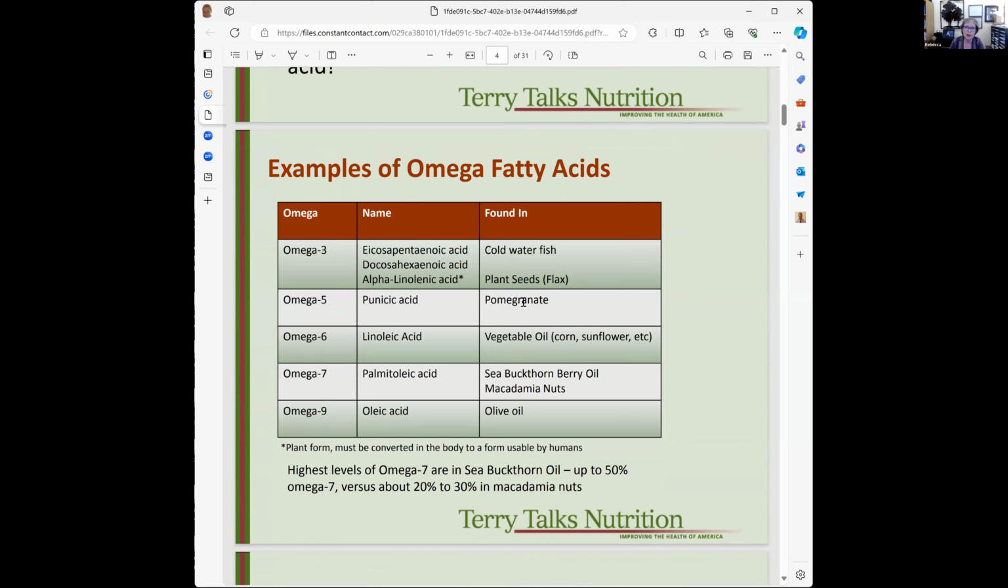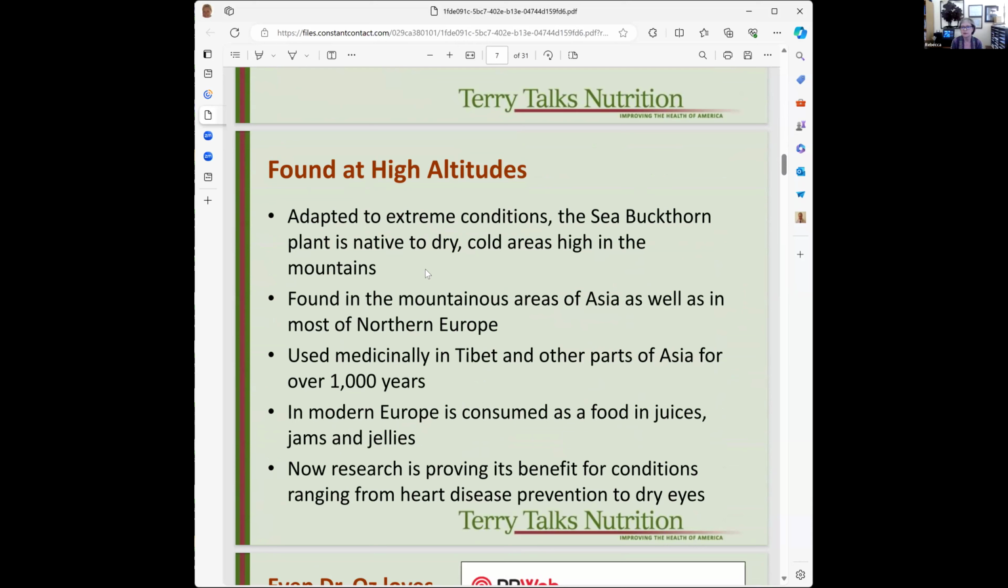So sea buckthorn berry itself is adapted to extreme conditions. The sea buckthorn plant is native to dry, cold areas high in the mountains. And that's why it's so robust, because it has to protect itself from the extreme conditions. So it has to generate all of these antioxidants and things to protect itself from being killed by the extreme conditions that it lives in.